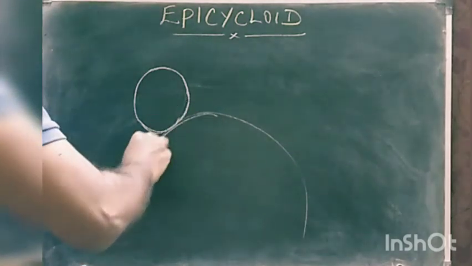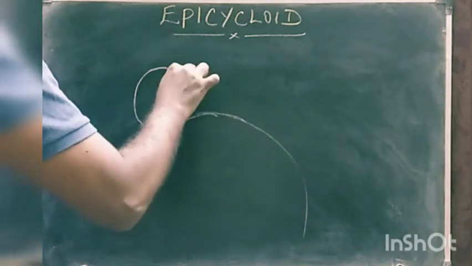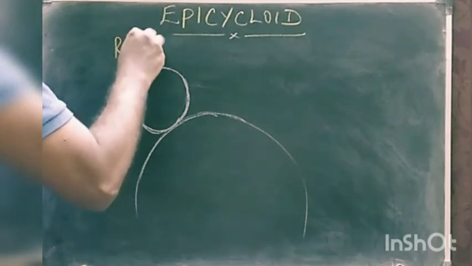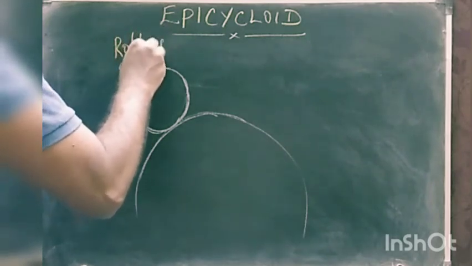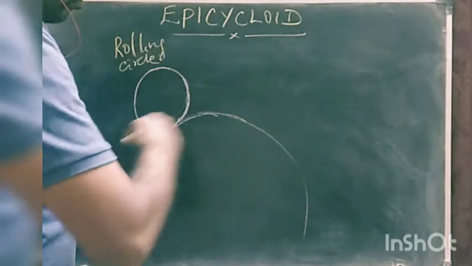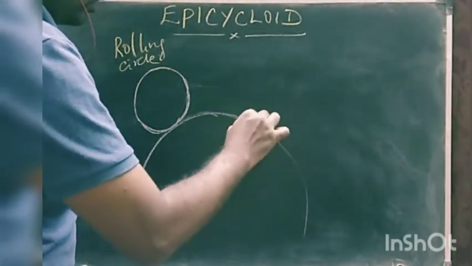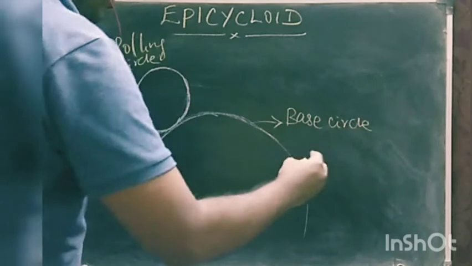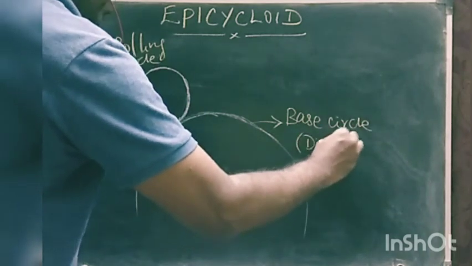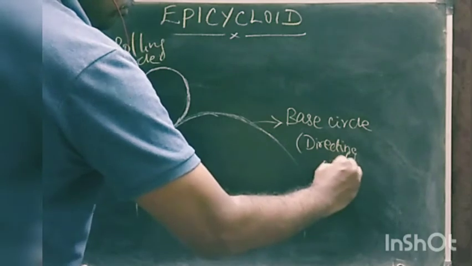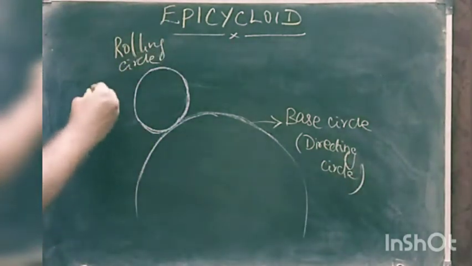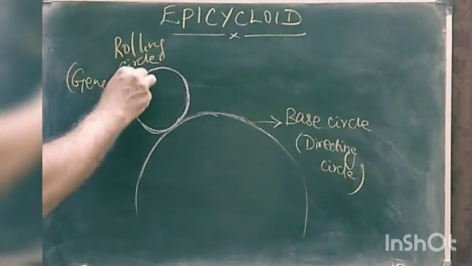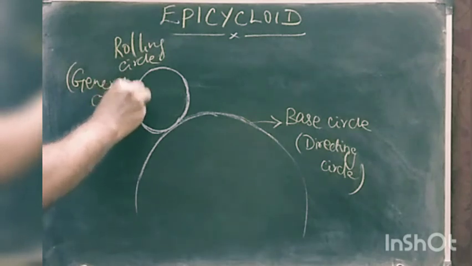So the outside of another circle means this is a circle. This particular circle we are going to call the rolling circle. The circle on which it rolls on the outside is called the base circle, or in other words, the directing circle. The base circle also has another name: the generating circle. So just keep these other terminologies in mind.